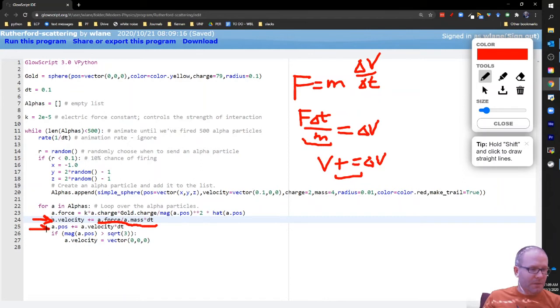Then we do a similar thing with the position here. We add to the position velocity times dt. That's just a rearranged version of delta v equals delta x over delta t.